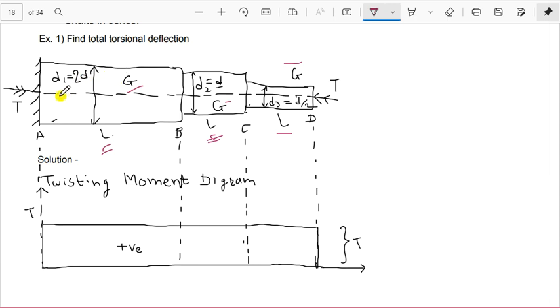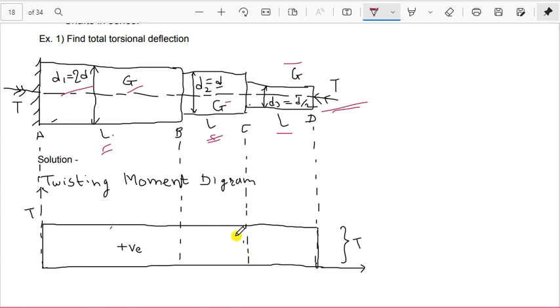Just the diameters are exactly half of each other. Here the diameter is 2D, then D, and the third one is half of the second, that is D by 2. First of all, we will draw a twisting moment diagram. You can see here only one torque is applied all over the length.